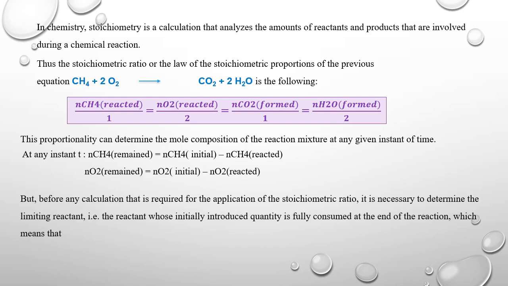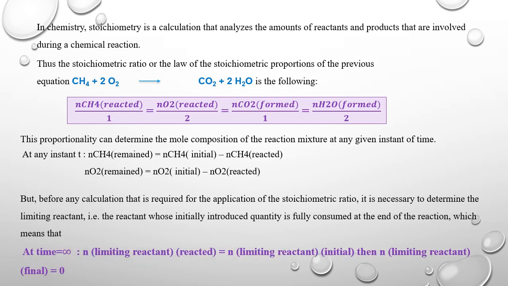But before any calculation that is required for the application of the stoichiometric ratio, it is necessary to determine the limiting reactant. The reactant whose initially introduced quantity is completely consumed at the end of the reaction, which means that at time t equal infinity, number of moles of the limiting reactant reacted is equal to the number of moles of the limiting reactant initial, then number of moles of the limiting reactant final is equal to 0.